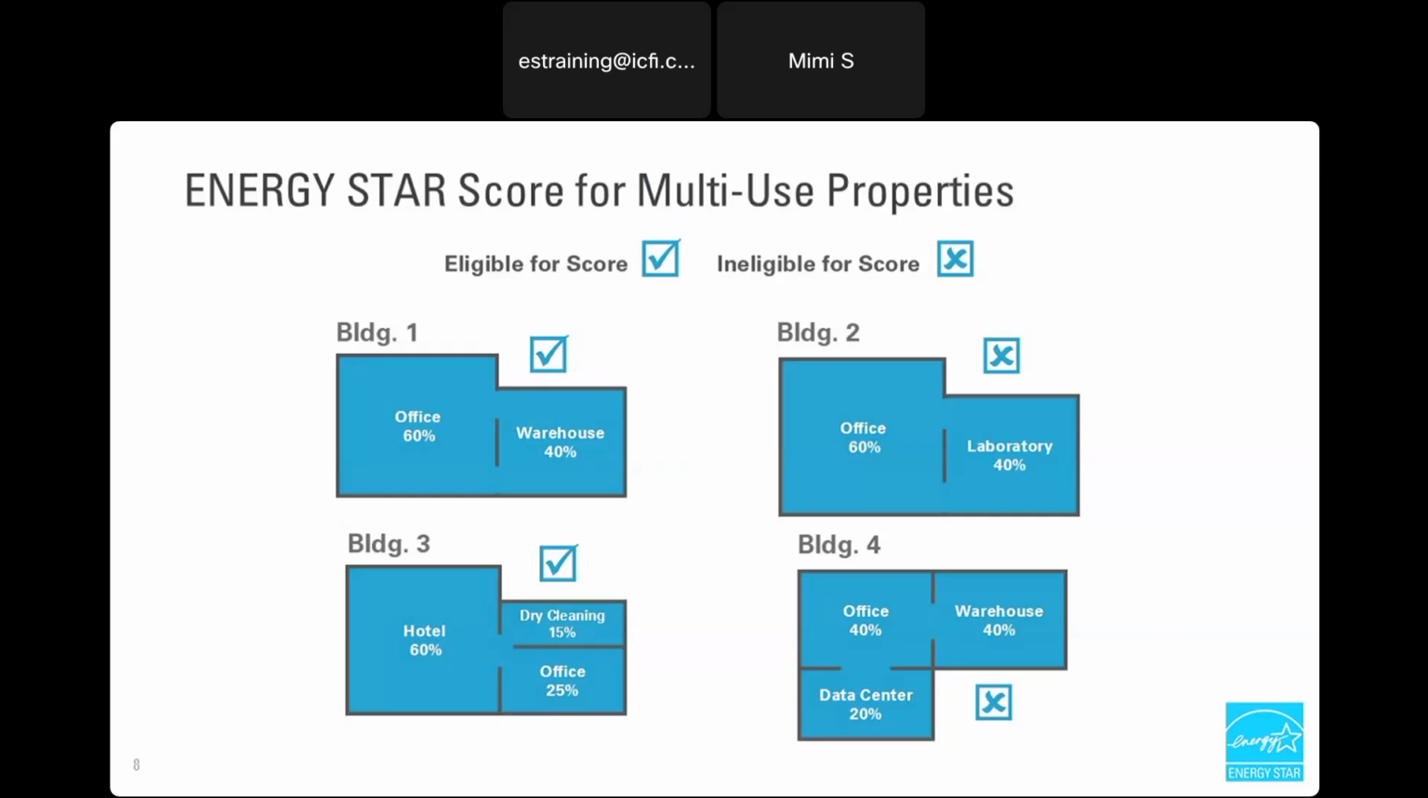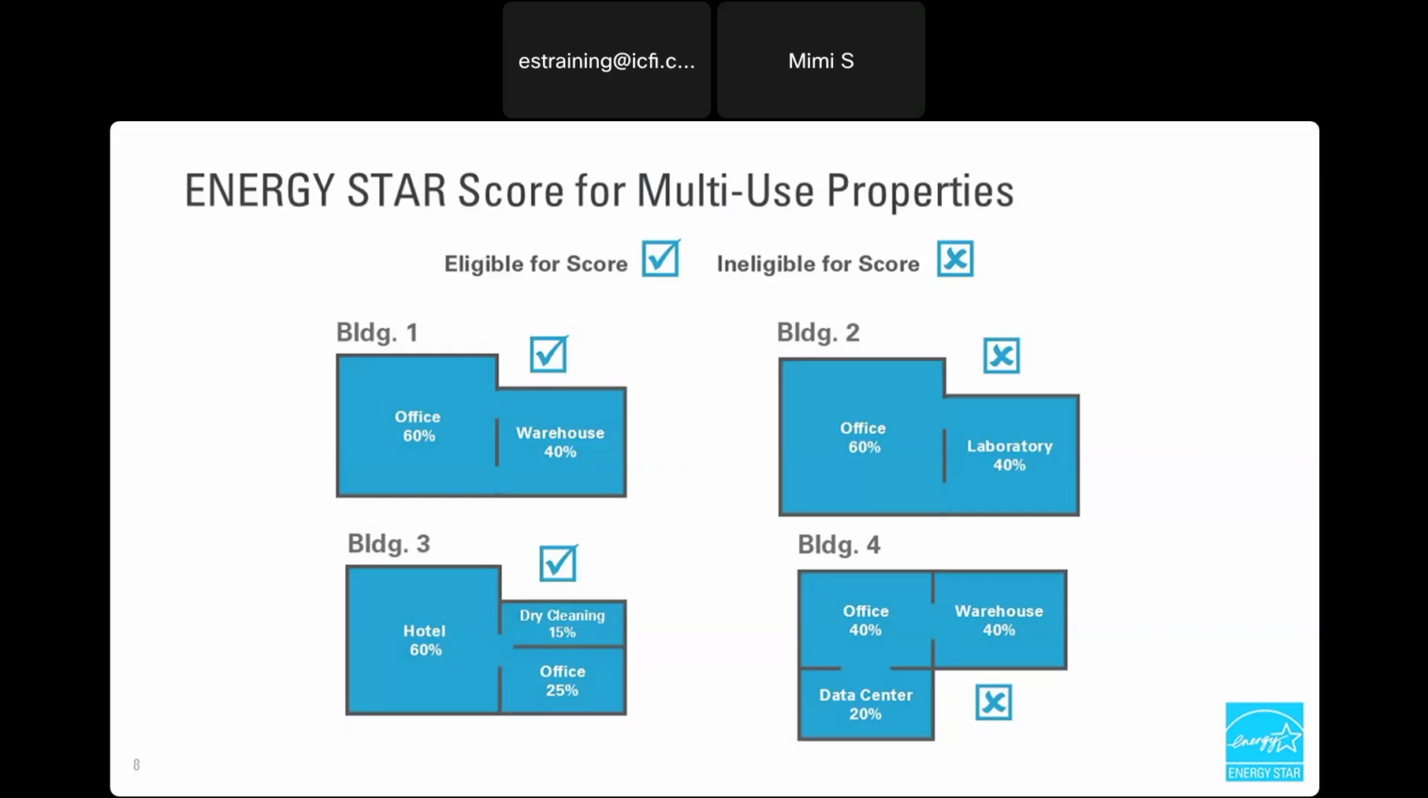Now, conversely, we can look at building number two. We have the office again at 60% and the laboratory at 40%. Now, unfortunately, because labs are not an eligible property type, this fails to meet criteria number one, which states that 75% of the property's gross floor area must be comprised of eligible property types. Moving along, we can see building number three. We have the hotel at 60%. We have dry cleaning at 15%, and we have office at 25%.